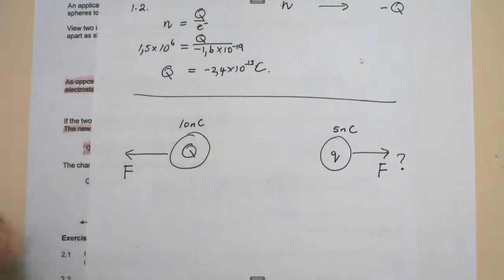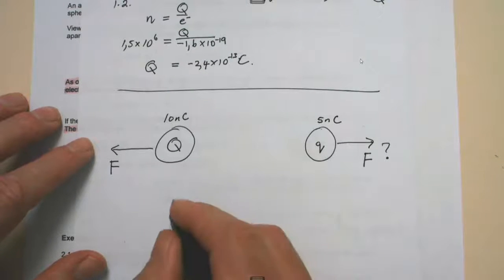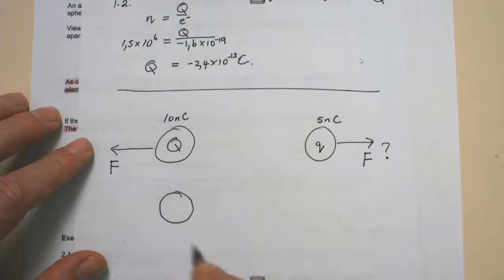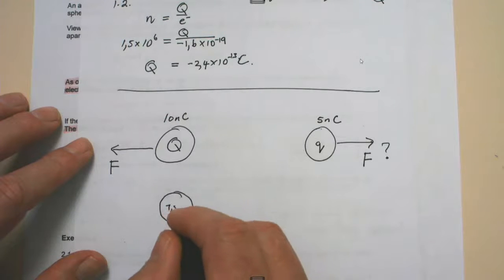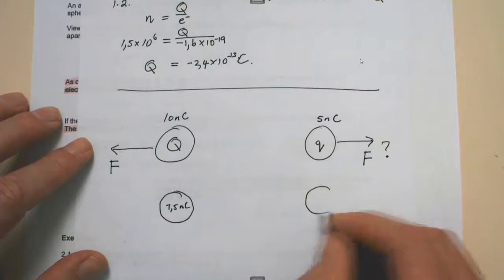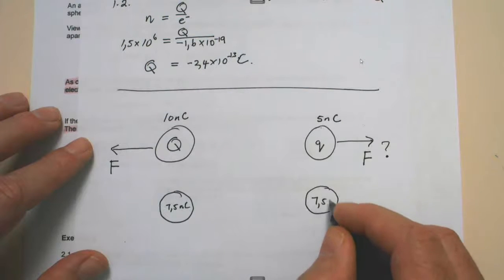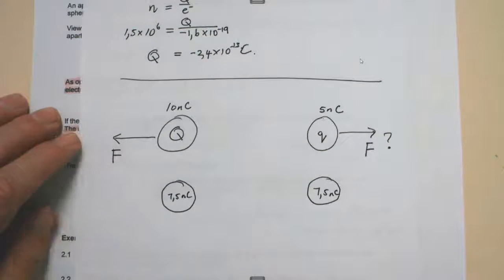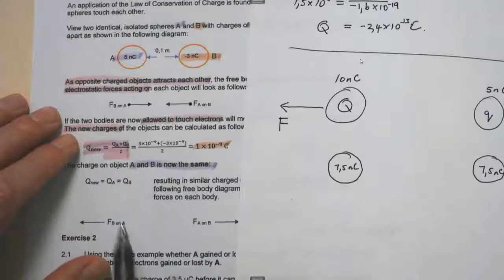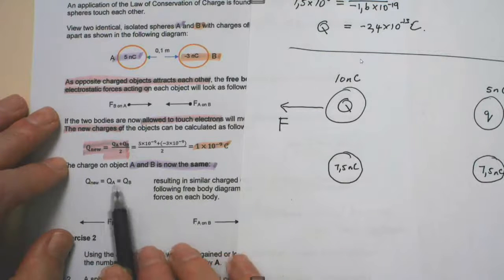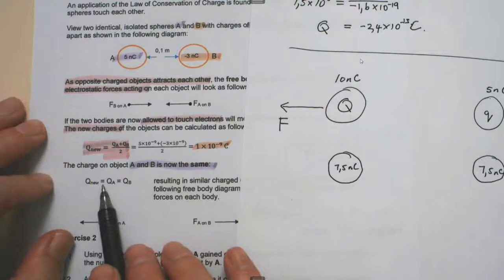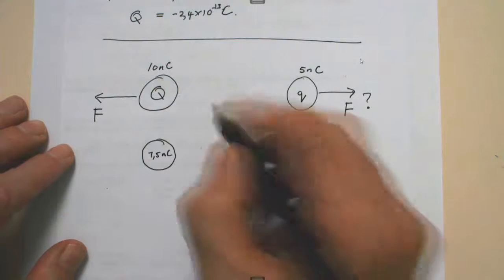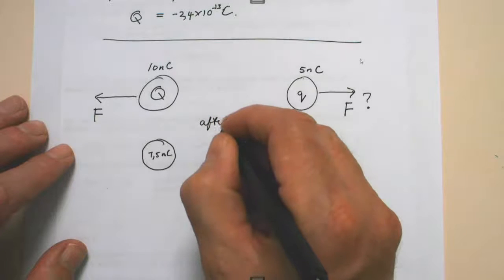Okay, now I let them touch. If I let them touch, new charges are going to be on them. On this one, you will see it's going to be 7.5 nanocoulomb. On this one now, it's going to be 7.5 nanocoulomb. That's the first thing that we realized, that the charge on them after touching will always be the same. So you can see the difference. This is after touching.